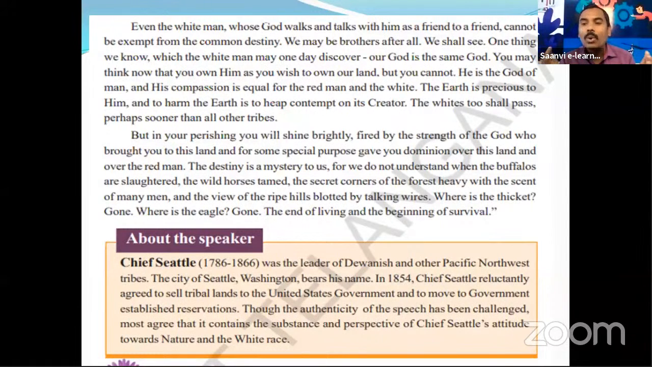One day you all are going to die. You cannot escape from your common destiny. We have only one God. For Hindus, for Christians, for Muslims, everybody on the earth, we have only one God. The God who walks and talks with him as a friend to a friend cannot be exempt from the common destiny. One day, everybody is going to die.